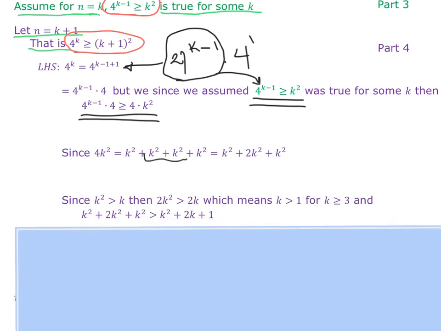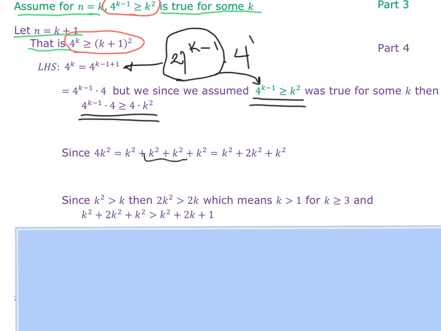Now, k squared is greater than k all day long. 2k squared is greater than 2k all day long. And this is for k greater than or equal to 3. Now remember, that's where we had to start. We don't get to start at 1. We have to start at k is greater than or equal to 3, because that's what we're trying to prove. This is a proof for k is greater than or equal to 3. And that means that k has to be greater than 1.